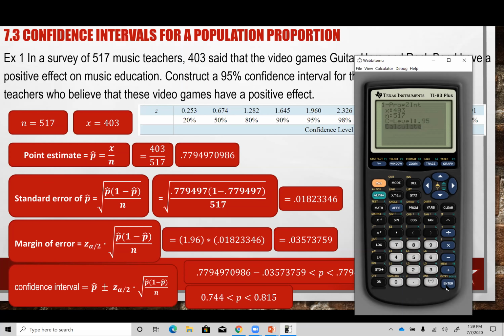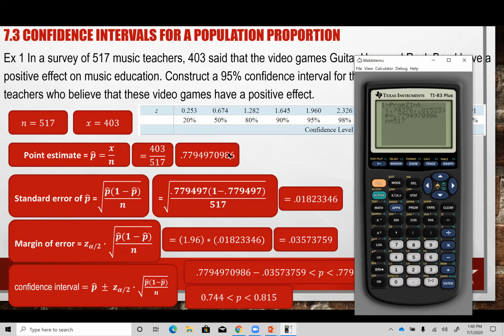And again, once you have this, all of this calculation, all of this square root, all of this item here, your calculator does it for you. Looking at this, we have 0.7437, which is why I have 0.744. And 0.81523, which is 0.815. And they have the p hat for you too, which is 0.779497096. That is my p hat right here.